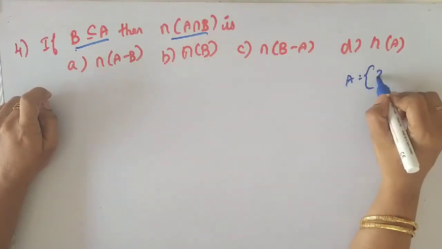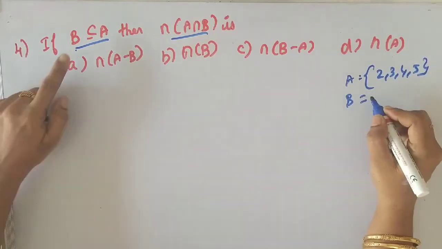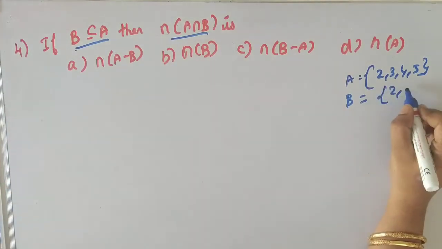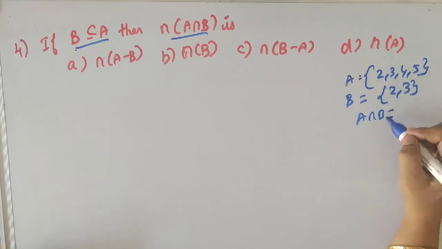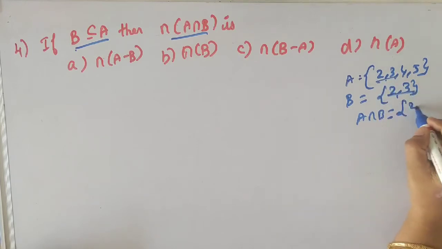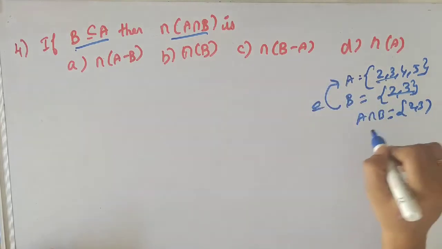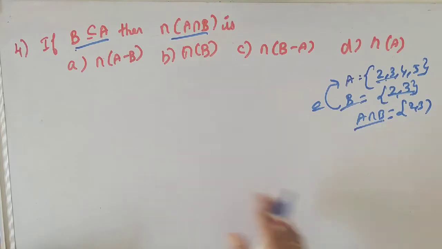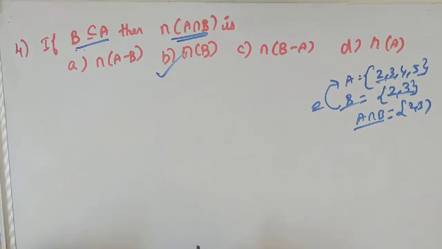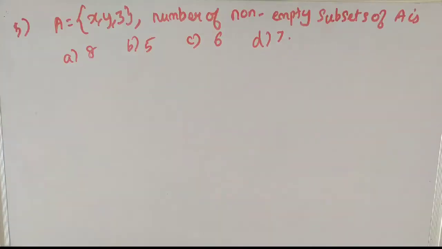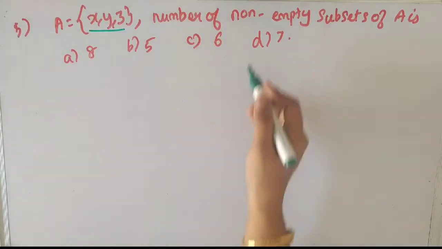Okay, I will explain with an example. Let's take A is equal to 2, 3, 4, 5 and B is equal to 2, 3. Okay. Now we can say that B is a subset of A, isn't it? Now what is A intersection B? That is only the common element. So 2, 3. What is A intersection B? It is B, isn't it? So when B is subset of A intersection B is only B. So n of A intersection B is n of B. Clear?